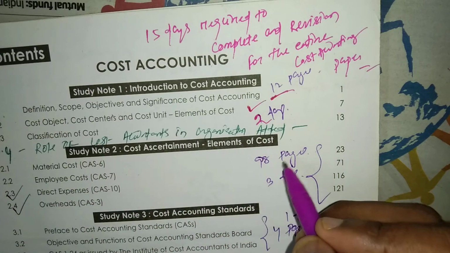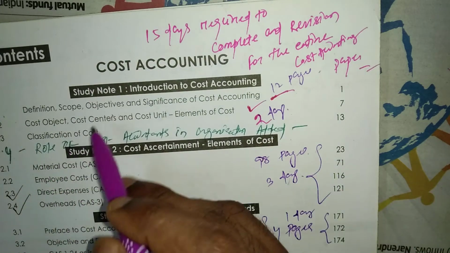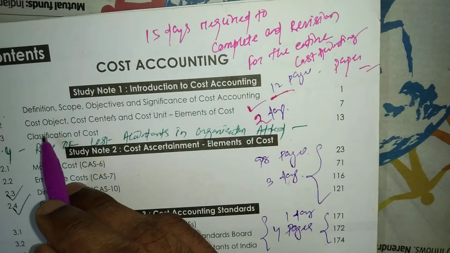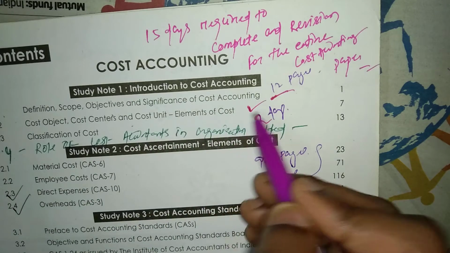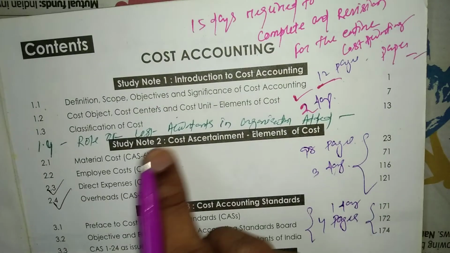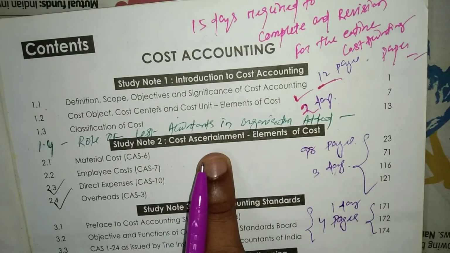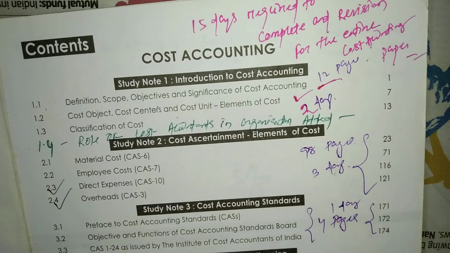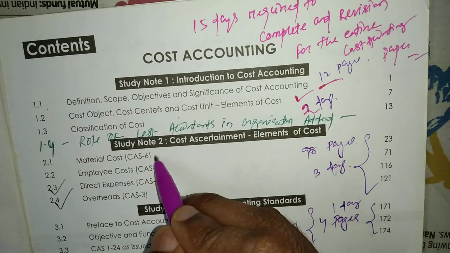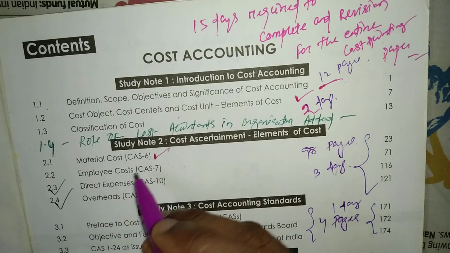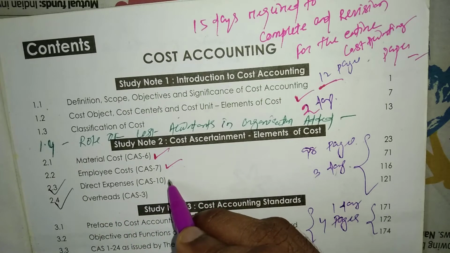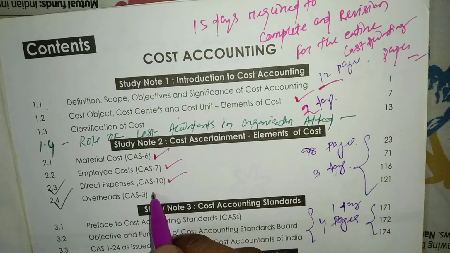And role of cost accountant in organization is newly added: definition, scope and objectives and significance of cost accounting, then cost object, cost center and cost unit and element of cost, then classification of cost. Okay, then study note number 2, that is cost ascertainment, elements of cost. Again there are 98 pages, 4 important topics: material cost, that is cost accounting standard 6, then employee cost, cost accounting standard 7, then direct expenses, cost accounting standard 10, then overheads, that is cost accounting standard 3.